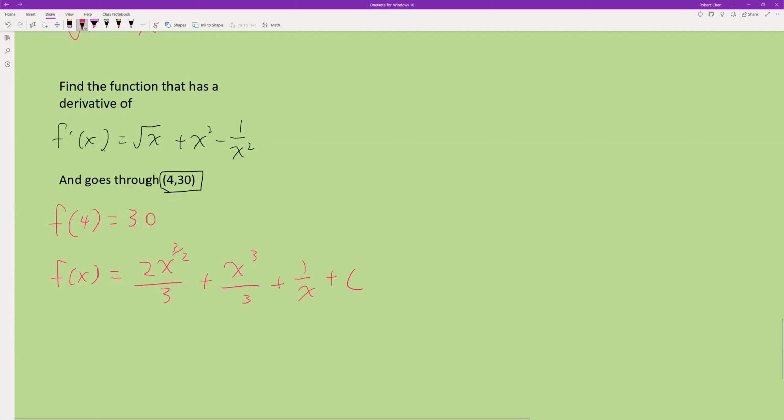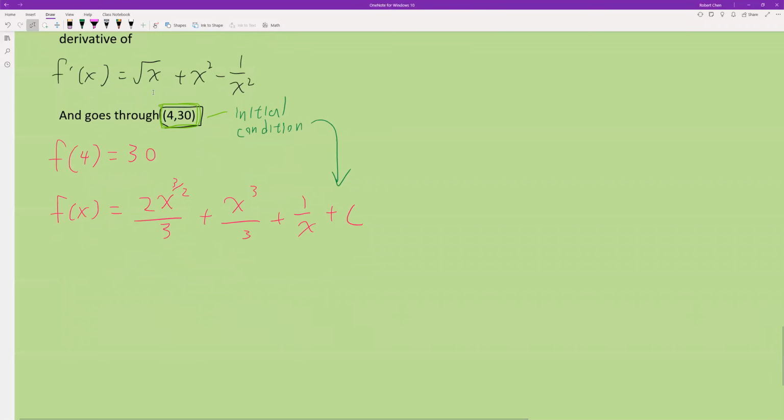Now, by pointing this function to a specific value, this is what's called the initial condition. This initial condition is going to help us find the value of c, right? Because that tells us exactly where the function is. In this case, it's saying that the function goes through the point (4, 30). So what we can do is plug in x equal to 4 and the function equal to 30, and then we can solve for c, right?